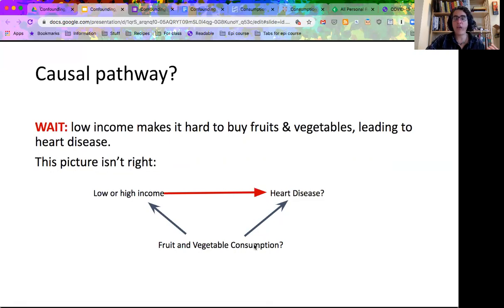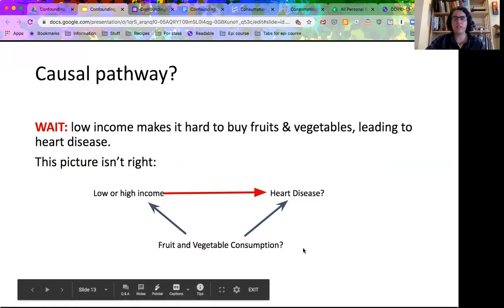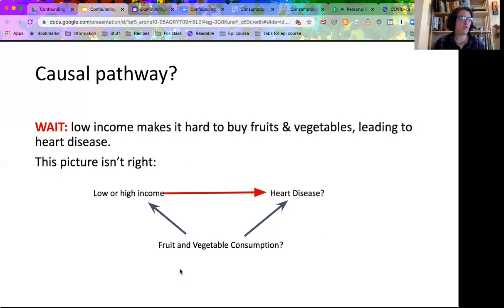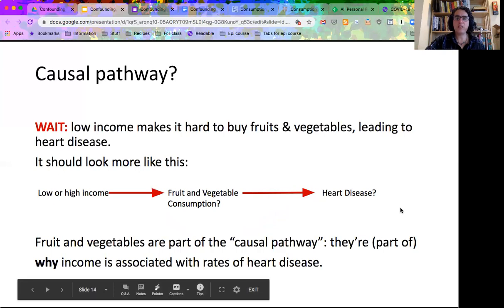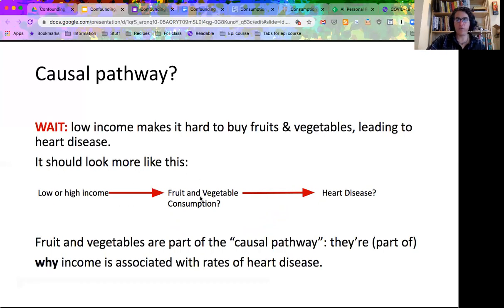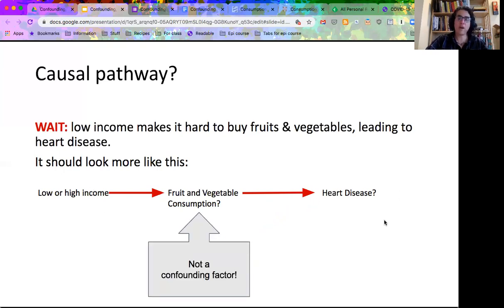And we believe that then leads to heart disease, which means we shouldn't be thinking of this just as some independent third factor. It really makes sense to draw a picture like this. Income leads to fruit and vegetable consumption being low, which in turn leads to heart disease. It's part of why this association exists. That means we really shouldn't be calling this thing a confounding factor. It's an important explainer or part of the story.